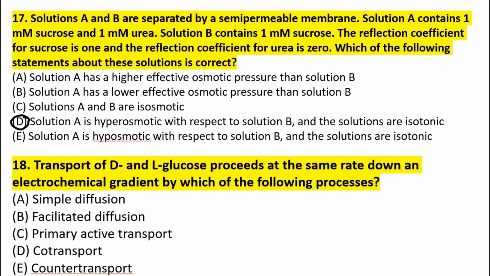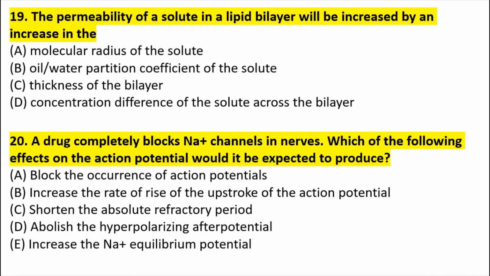18. Transport of D and L-glucose proceeds at the same rate down an electrochemical gradient by which of the following processes? Simple diffusion. So this is the answer here. So the answer is simple diffusion. Number 19.